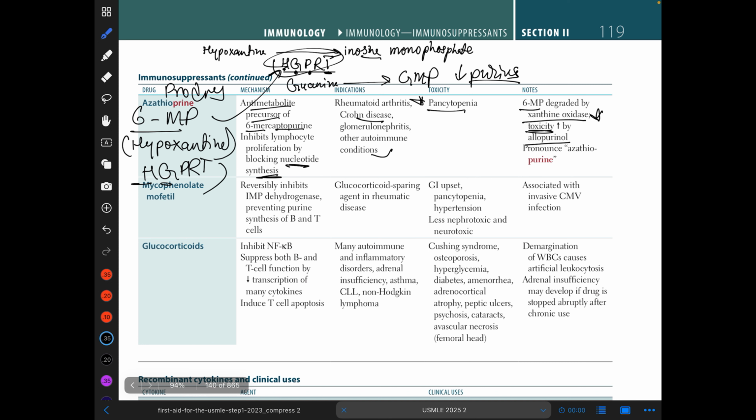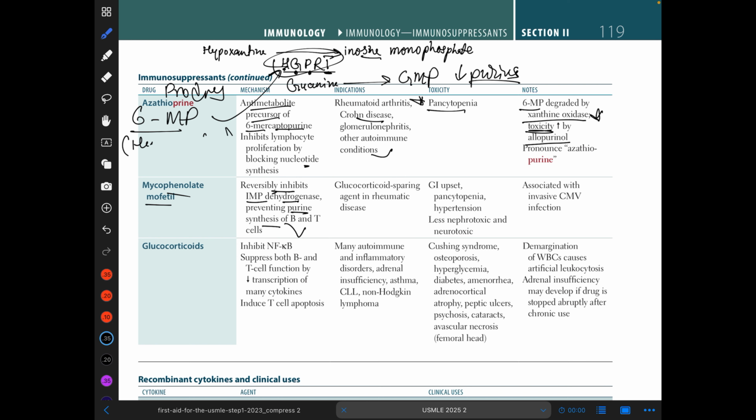Now we are moving to our next drug. Our next drug is mycophenolic acid or mycophenolate mofetil. It reversibly inhibits IMP dehydrogenase, preventing purine synthesis in B and T cells. It inhibits IMP dehydrogenase, the rate-limiting step in purine synthesis in lymphocytes only. It also preferentially binds the type 2 isoform of IMP dehydrogenase, and type 2 is expressed by activated lymphocytes. They decrease the nucleotides.